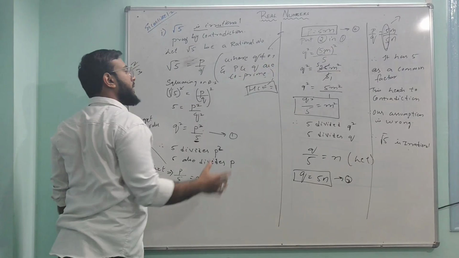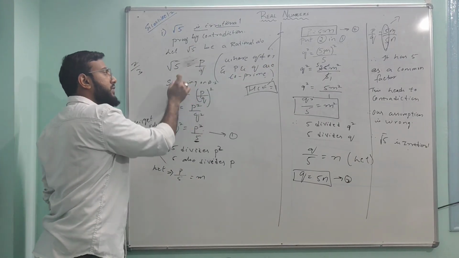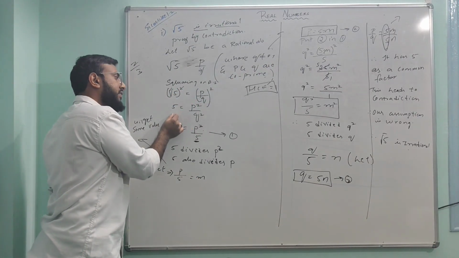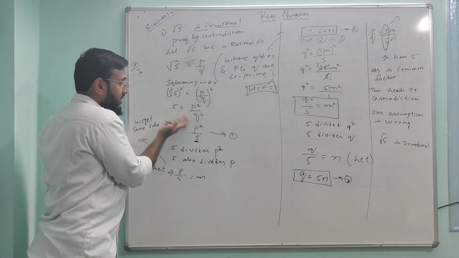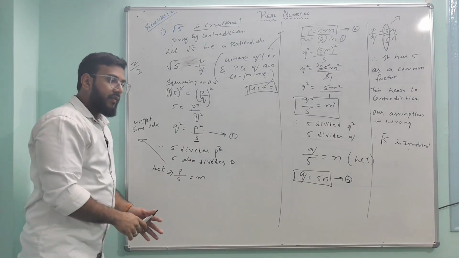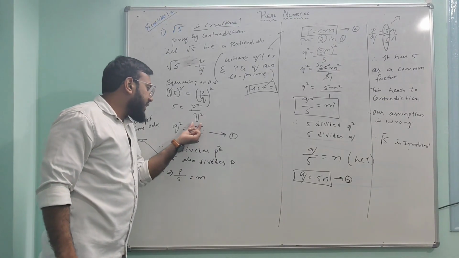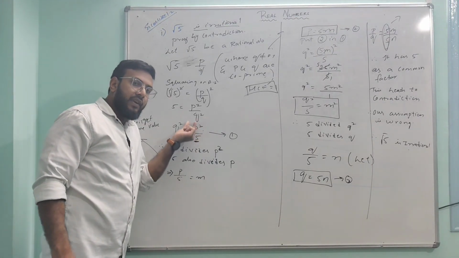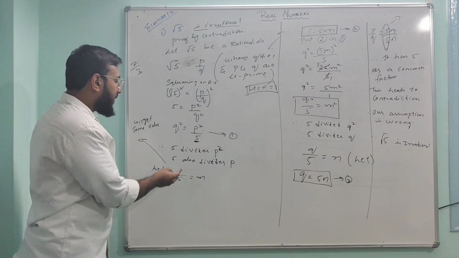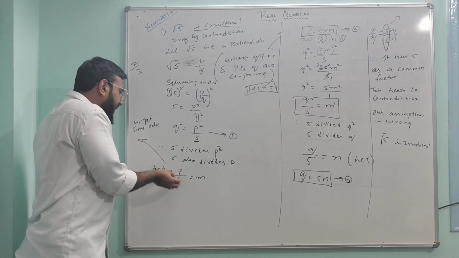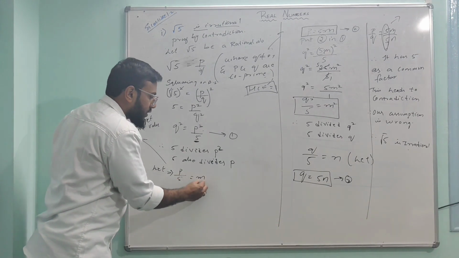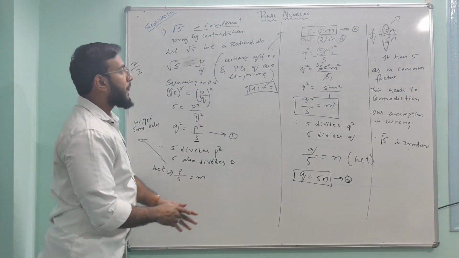We assume this. Squaring on both sides, the square and root get cancelled. We get 5 equals p square by q square. Interchanging, q square is equal to p square by 5. We know by theorem that if 5 divides p square, 5 also divides p. With the help of that, 5 divides p, so we will get some value. I'll assume that as m.